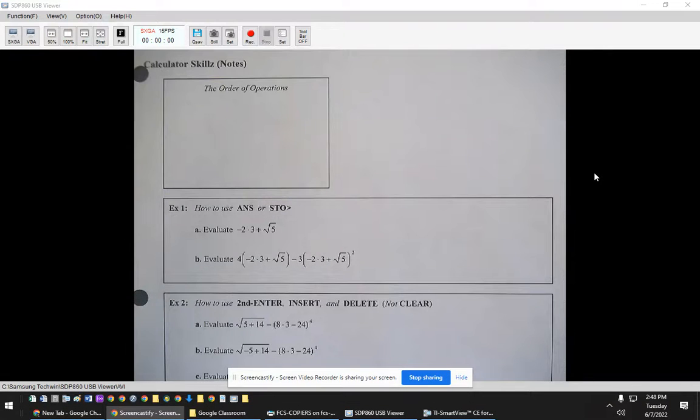Hey folks, we're going to take a look at some calculator skills, some review of how calculators work. So the order of operations, I did this a little bit on the common algebraic errors notes. So I'm just going to review it and go fairly quick again.